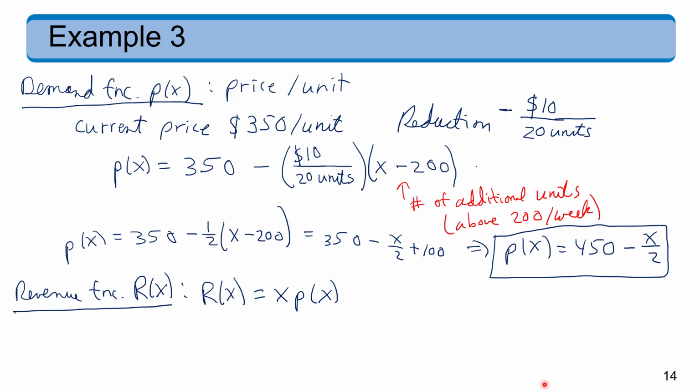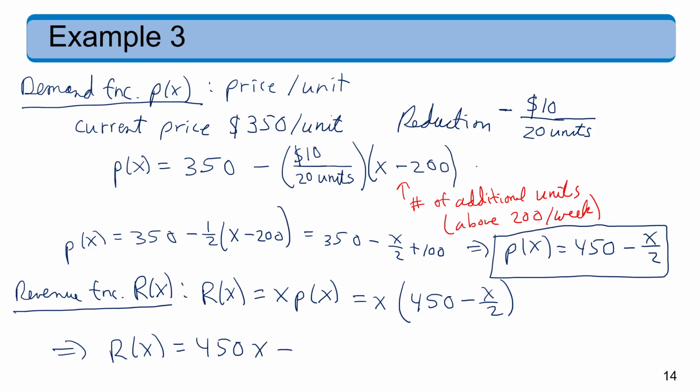So now we can substitute in this formula here for the p of x. So we get x times, and then we've put in our formula, 450 minus x over 2. And then for the final version, we'll distribute. So we get 450x minus x squared over 2. We now have our revenue function.